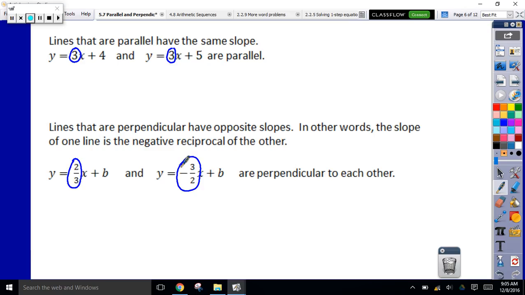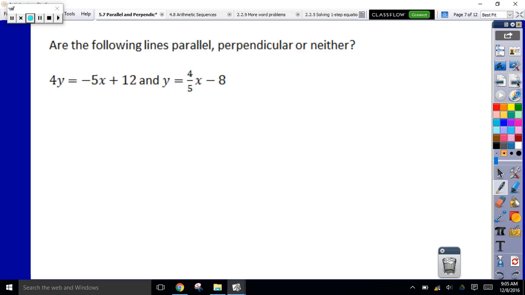Questions so far? Okay, let's look at an example. This asks, are the following lines parallel, perpendicular, or neither? So we need to know what the slope of each line is, first of all. One of the equations is really easy to find the slope. Which one is easy to find the slope of?